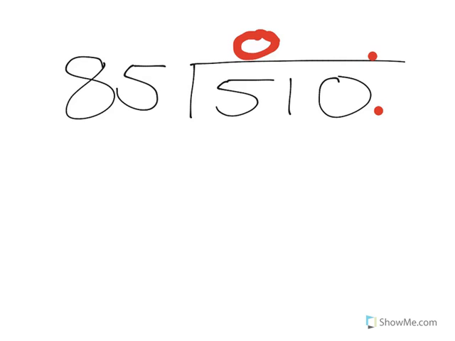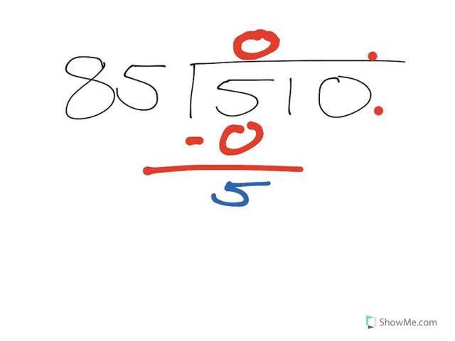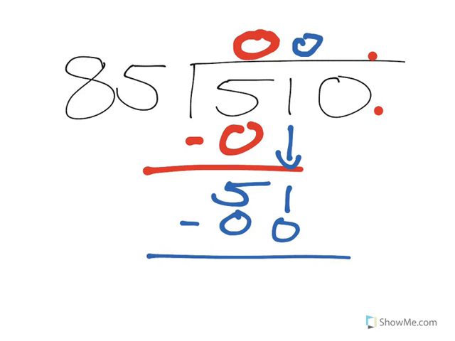So 0 times 85 is 0. I'm going to subtract. Bring down my 5. Now, bring down the 1. So I want to look, does 85 go into 51? Again, the answer is no. So that's a 0 up there. So when I put my zeros down here and I subtract, it's just going to be 51 again.